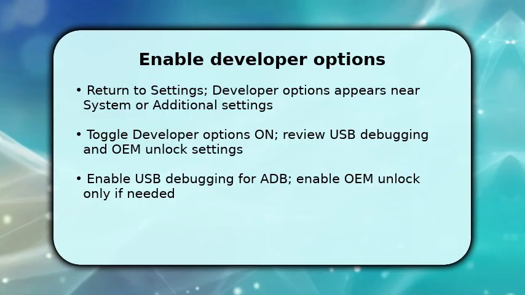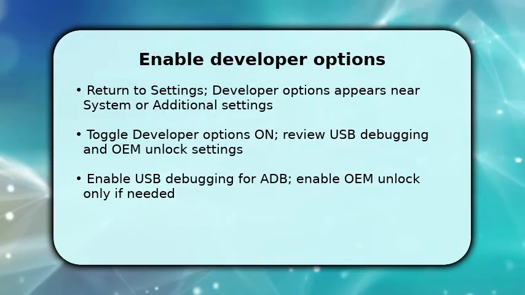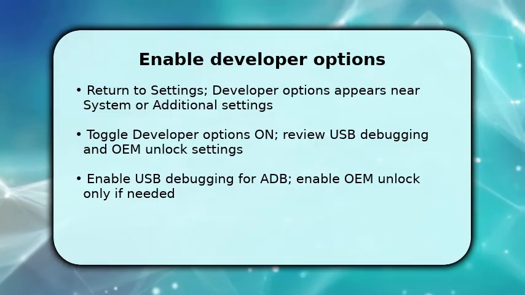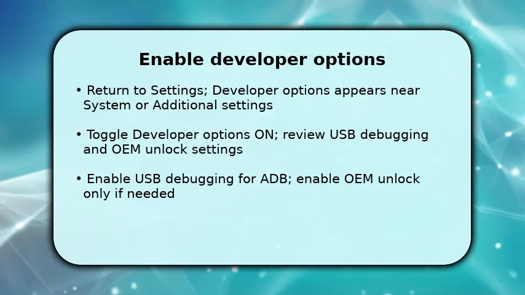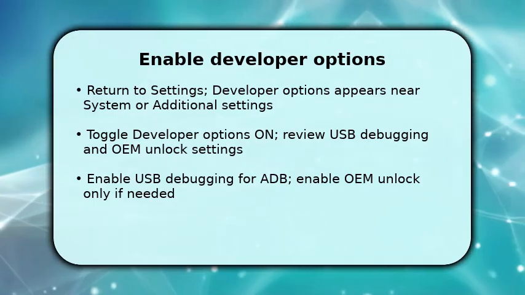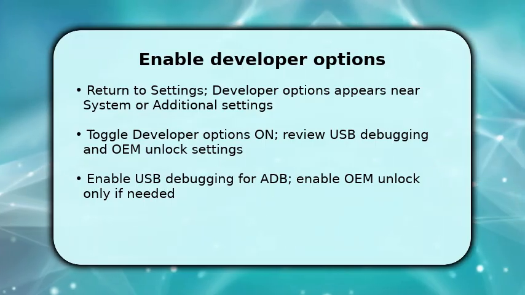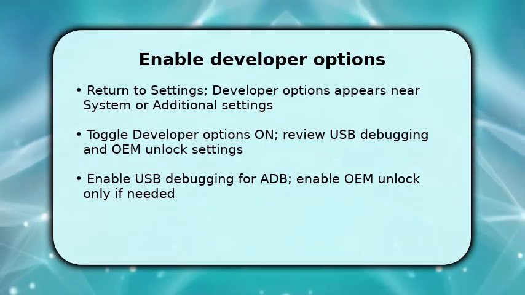You should toggle developer options on and then inspect key switches like USB debugging and OEM unlock. You need USB debugging for ADB connections and OEM unlock only for bootloader actions. Make sure to read each toggle description so you understand the security trade-offs. If you plan to use ADB, plug your phone into a trusted computer and accept the host RSA.